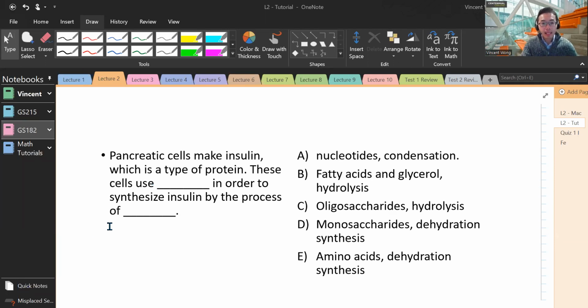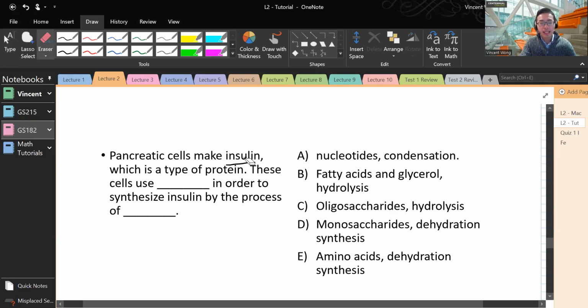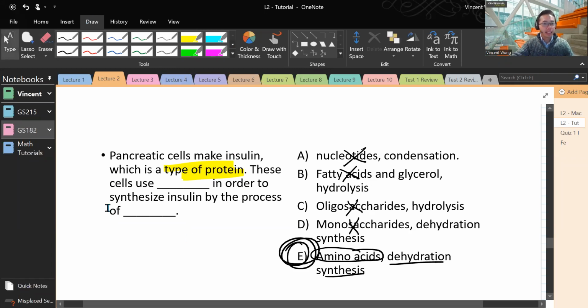Pancreatic cells make insulin, okay? And if you don't know what insulin is, the question tells you it is a type of protein. So these cells use something to synthesize insulin by the process. So protein, what do we use to make proteins? Do we use nucleotides to make protein? No, we don't. Is it fatty acid and glycerol? Nope. Is it saccharides? Nope. We use amino acids to make protein, right? And how do we connect the amino acids together? The same way we connect any monomers together, through dehydration synthesis. That's why the answer is E.